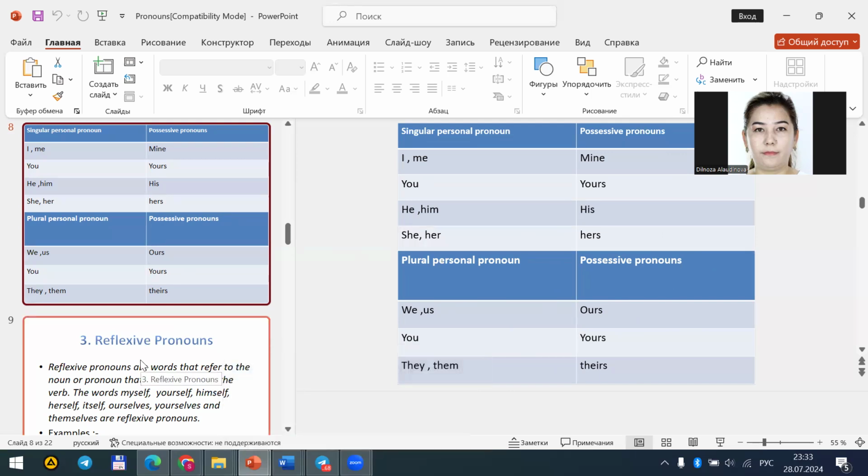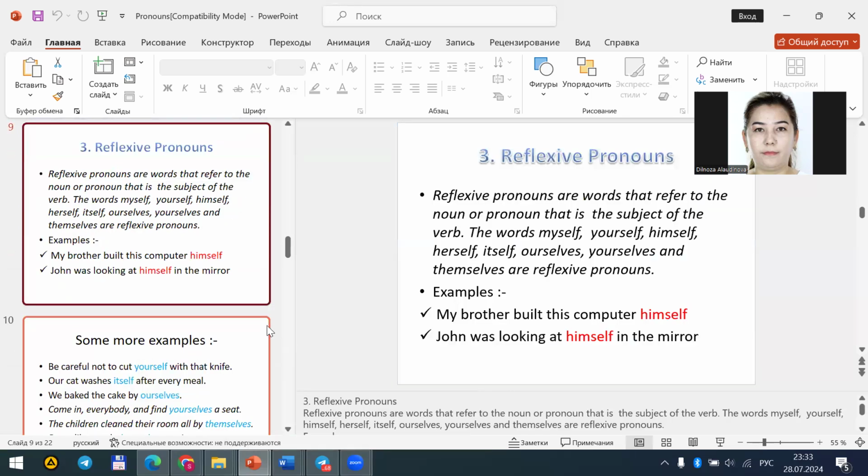Next, reflexive pronouns. Reflexive pronouns are words that refer to the noun or pronoun that's the subject of the verb. The words myself, yourself, himself, herself, itself, ourselves, yourselves, and themselves are reflexive pronouns. For example, my brother built his computer himself. John was looking at himself in the mirror.